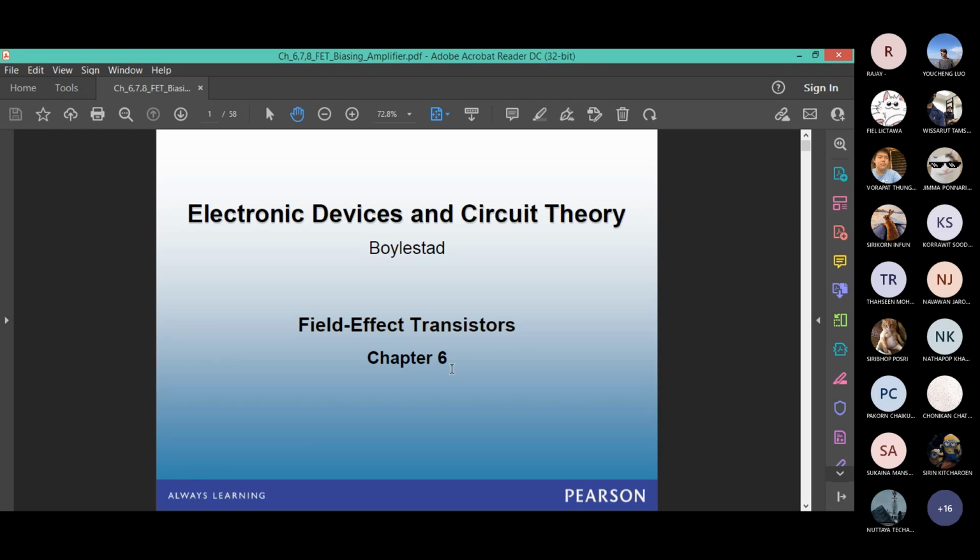Let's do a review of the FET chapter. FET stands for field effect transistors. It's also an amplifier, just like BJT. It has 3 terminals. What are the names of the terminals? Gate, source, and drain. What do you have in BJT? Base, emitter, collector. This one has 3 terminals named gate, source, and drain.